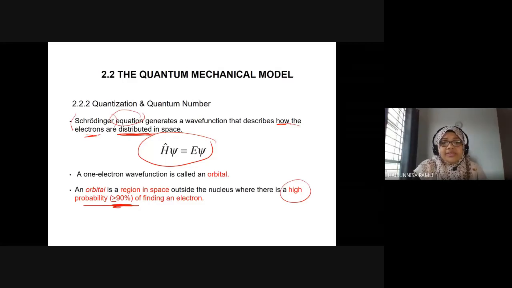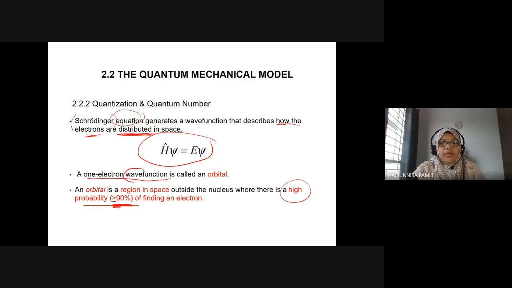Actually, this is a very simplified equation. Kalau you search Schrodinger equation, it's very complex. Even saya pun saya tak tahu. Kalau saya belajar quantum physics, ni fizik sebenarnya, specific in this, kena belajar. But this one, saya just nak mention lah in overview. So this, we call it as one electron wave function.